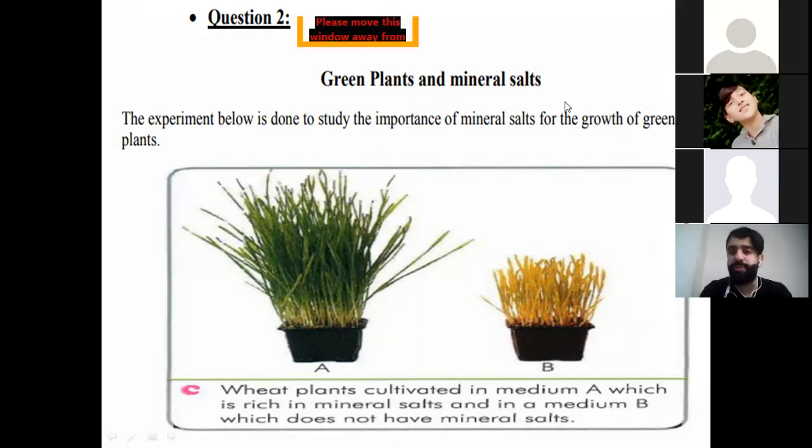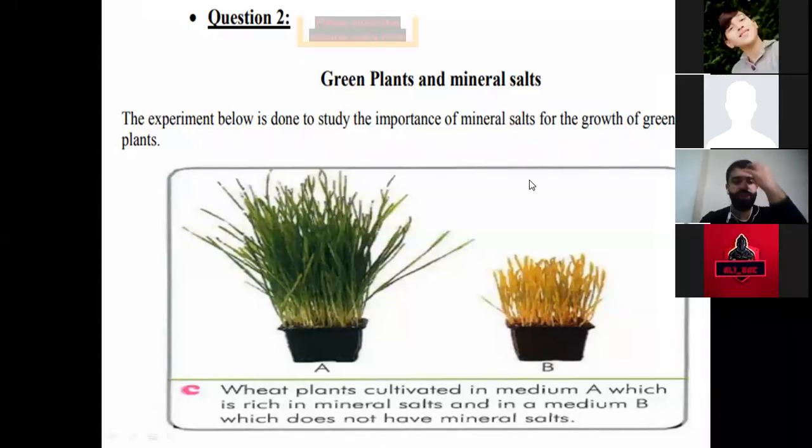Let's move now to Sari. Sari, what is the posed problem here? What is the importance of mineral salts for the growth of green plants? And the end question mark. Very good. Excellent, Ya Sari. So you got it right now. Very good. Thank you.